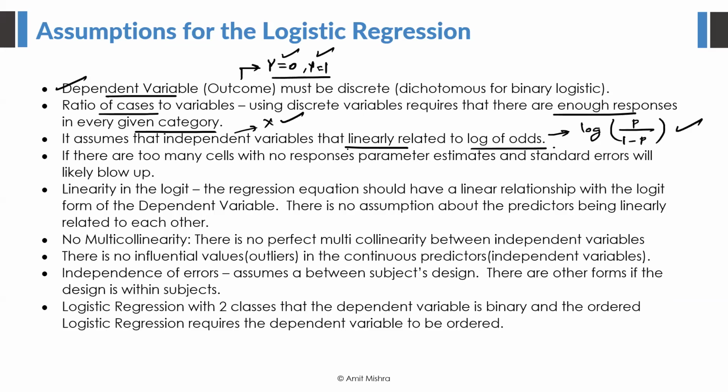Next, if there are too many cells with low responses, parameter estimates will blow up the error. By the way, in this case, the error will also be different. It won't be the error where you take the residual between the actual value and the predicted value. In fact, the error will be represented as a binary classification error. When your actual outcome and predicted outcome are not the same, only then is it considered as error.